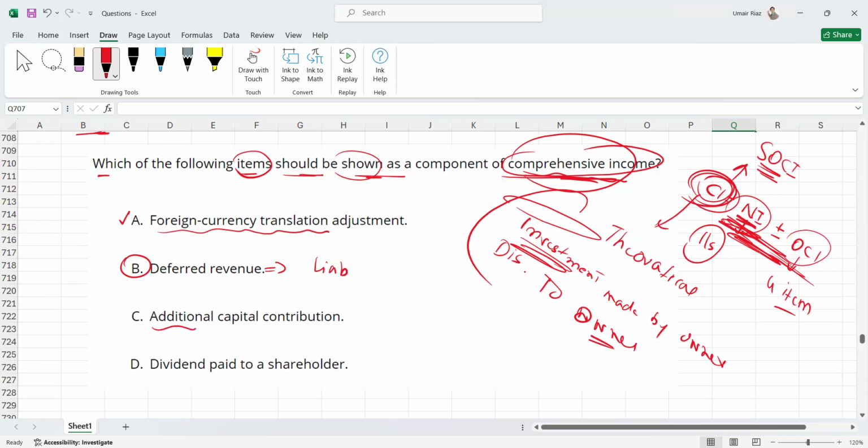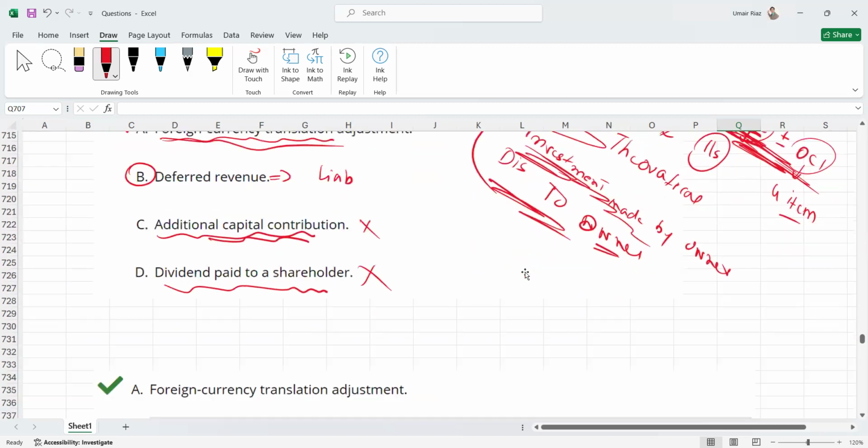Then additional capital contribution. Actually, it is investment made by owners. Whenever we issue stock, we debit cash, credit share capital and credit additional paid-in capital. This account is usually created with the investment made by owners. So this will never go to OCI. Then dividend paid to shareholders is actually a distribution to the owners. This will also not go to comprehensive income. Only foreign currency translation adjustment will go.